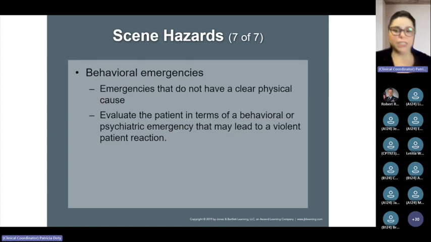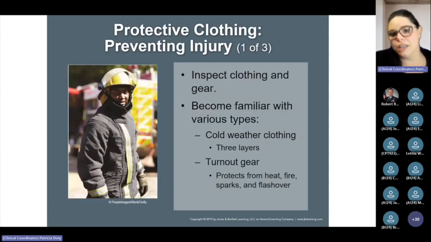Behavioral emergencies is another one. Yes, we do have people that are psych patients. There's a whole chapter on that. These are emergencies that don't really have a clear physical cause, so it's a mental issue. In some cases, it can be just from hypoglycemia, hyperglycemia, head trauma, hypoxia, toxic ingestion, overdoses. There's a lot of different reasons, not just psychiatric. So a lot of the behavioral emergencies that we run into really aren't the biggest threat possible, but we definitely want to evaluate them and make sure that they don't become violent. If they do, then we need to worry about how we're going to react to that violence, right?